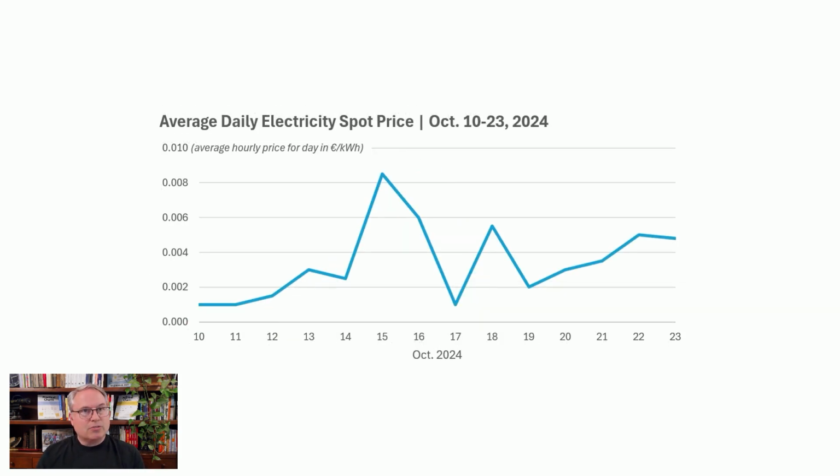But then she described another chart like this. This one is showing similar data, but it's aggregated. What we're seeing here is the average daily electricity price over the course of about 13 days. Each value is the average of the 24 prices that occurred during that day.